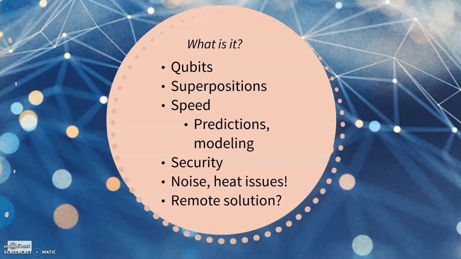So with this speed, one of the benefits of quantum computing is it's very, very good at things like predictions and modeling. For example, predicting weather patterns, anything like that where you're going to use many, many different data points of different types and put them all together, incorporate all of them to make one single big complicated prediction or model.